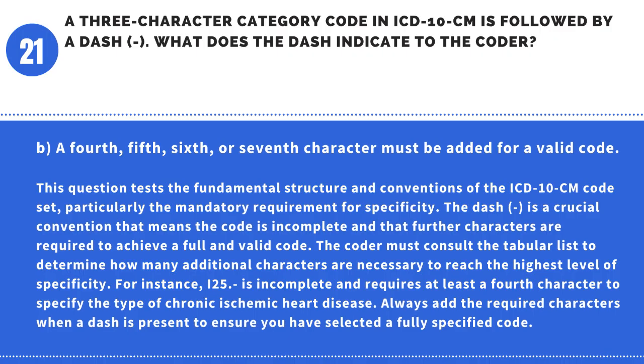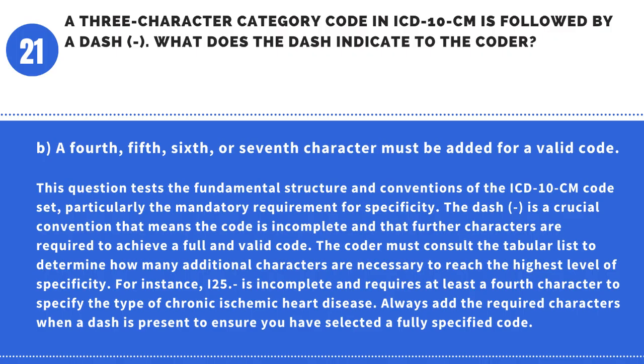This concept tests the fundamental structure and conventions of the ICD-10-CM code set, particularly the mandatory requirement for specificity. The dash is a crucial convention that means the code is incomplete and that further characters are required to achieve a full and valid code. The coder must consult the tabular list to determine how many additional characters are necessary to reach the highest level of specificity. For instance, I25- is incomplete and requires at least a 4th character to specify the type of chronic ischemic heart disease. Always add the required characters when a dash is present to ensure you have selected a fully specified code.